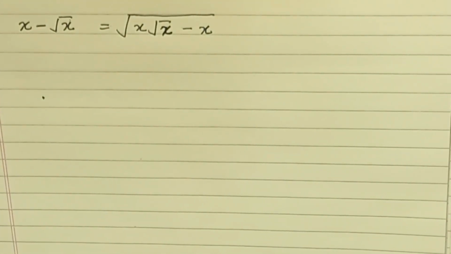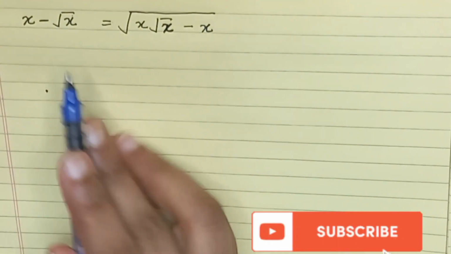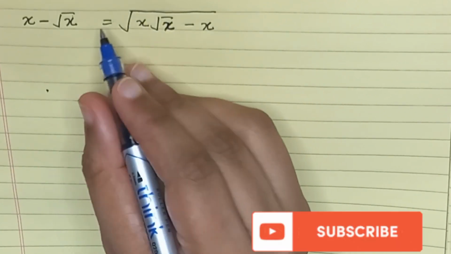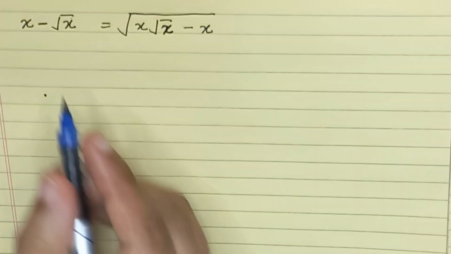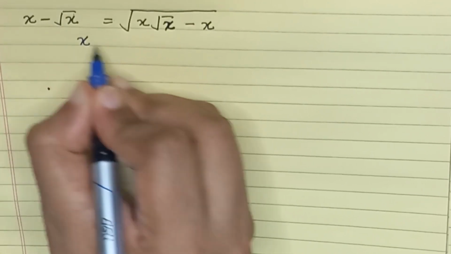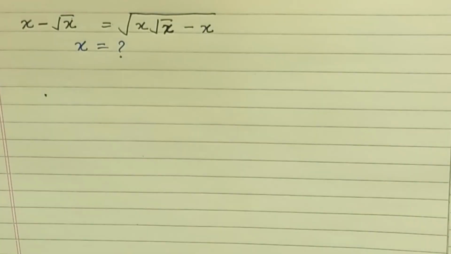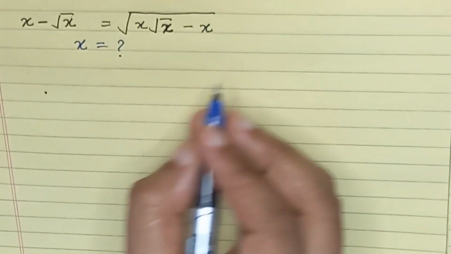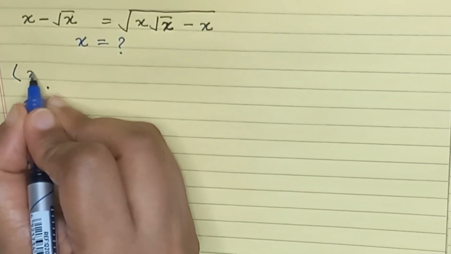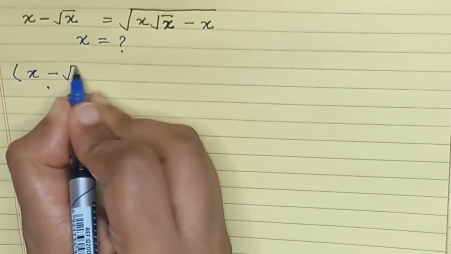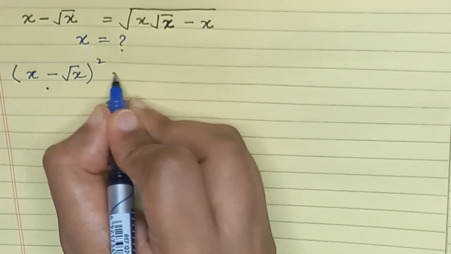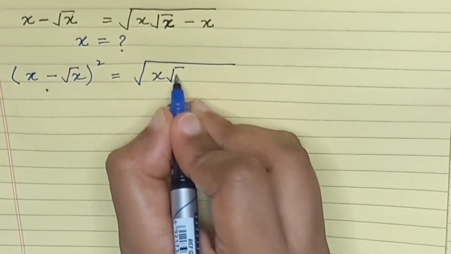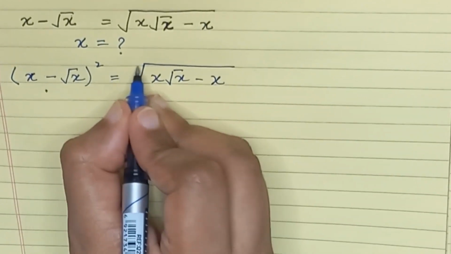Today I have a question: x minus square root of x is equal to the square root of x times square root of x minus x, and from this given equation we will find the value of x. First of all, to solve this equation we will take the square on both sides. So it will become (x minus square root of x) whole square, which is equal to the square of the square root of (x times square root of x minus x).